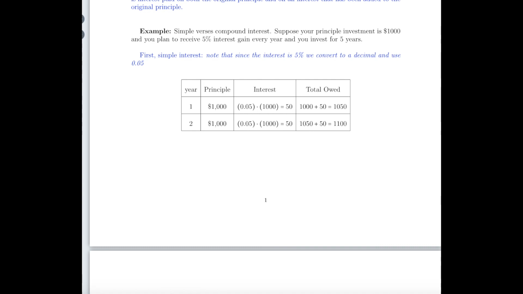If you want to try to fill the rest of this table on your own, go ahead and click pause and do that now for years 3, 4, and 5. If not, go ahead and stay with me. I'll explain the rest of it as well.